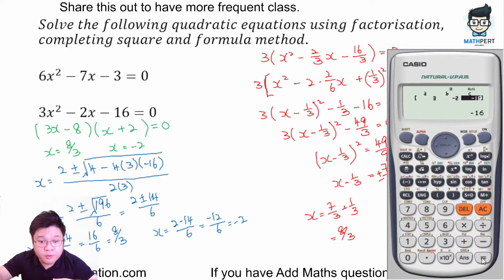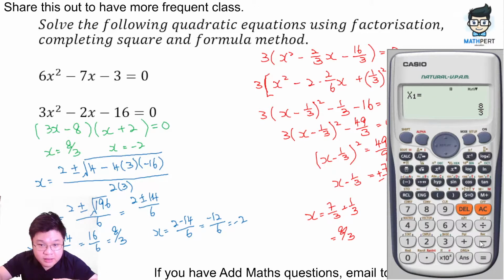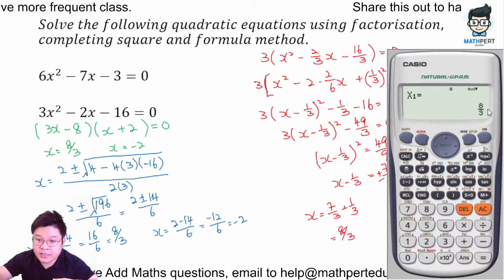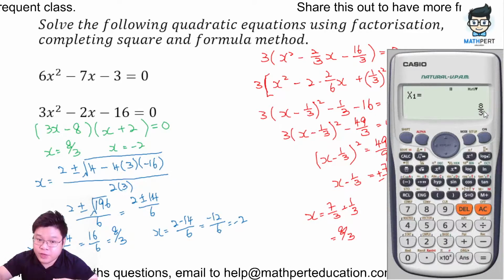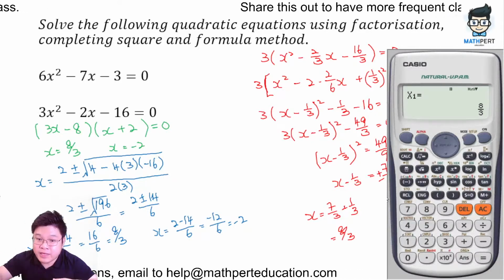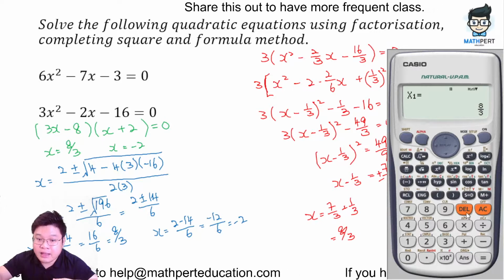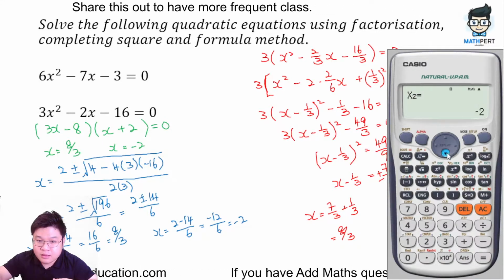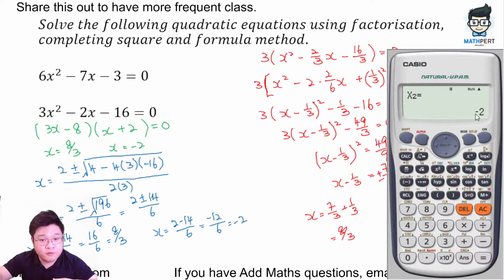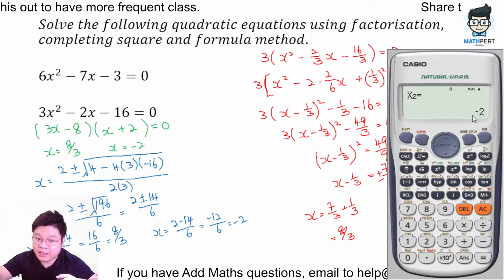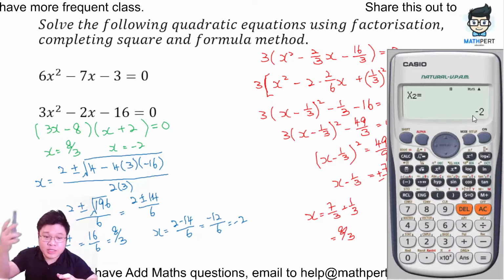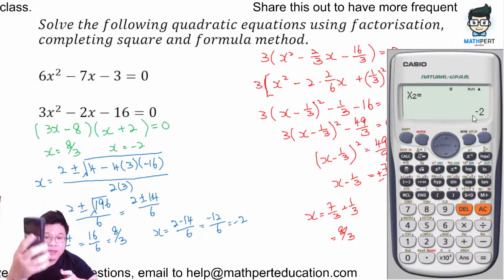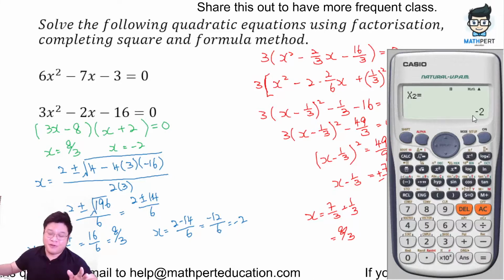Once you key in, you press the equal sign again. Now you get one of the solutions for x is 8 out of 3, which is the same as what we get, isn't it? And then the second one, x equals to negative 2. Yes, we get negative 2 as well. So the same goes for this calculator. It's almost the same, just the screen is slightly different.